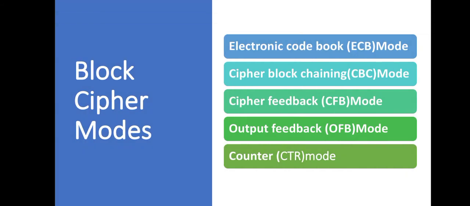Here there are five types of block cipher modes of operation. First one is electronic code book mode (ECB mode). Second one is cipher block chaining (CBC mode). Third one is cipher feedback mode (CFB mode). Fourth one is output feedback mode (OFB mode). And fifth and last one is counter mode (CTR mode).